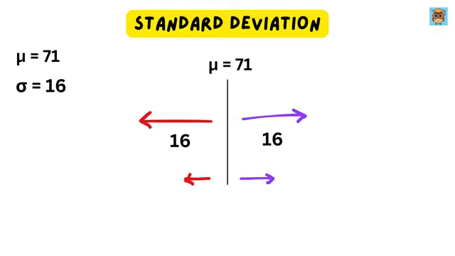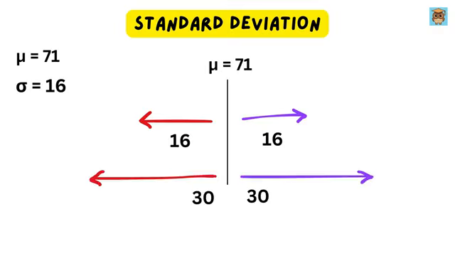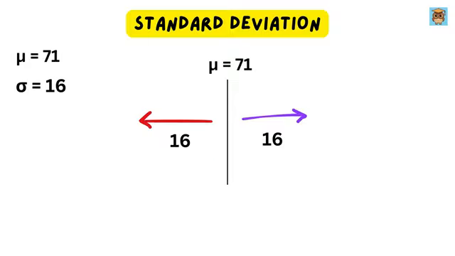If the standard deviation were small, like 5, it would mean the scores were tightly packed around 71. If it were large, like 30, it would mean the marks were widely spread out. So, by calculating the standard deviation, we go beyond just knowing the average.